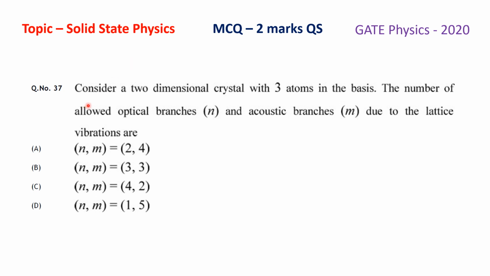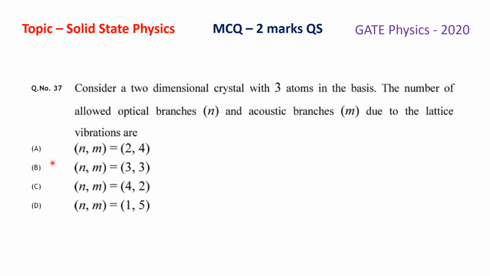The question is, consider a two-dimensional crystal with 3 atoms in the basis. The number of allowed optical branches, that is n, and the number of acoustic branches, m, due to the lattice vibrations are.